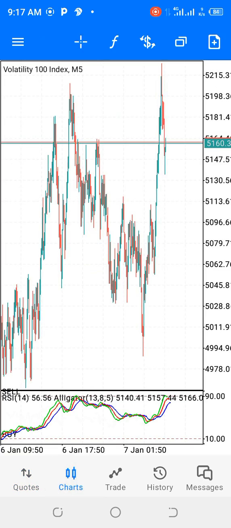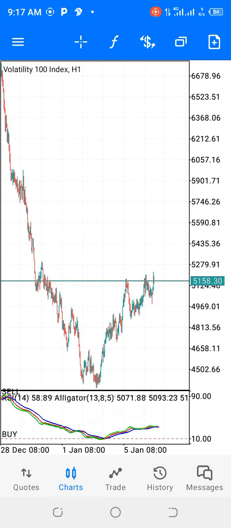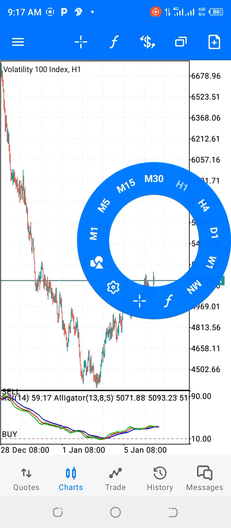I told people that it has broken out and it's coming for a retest. This is how it is.